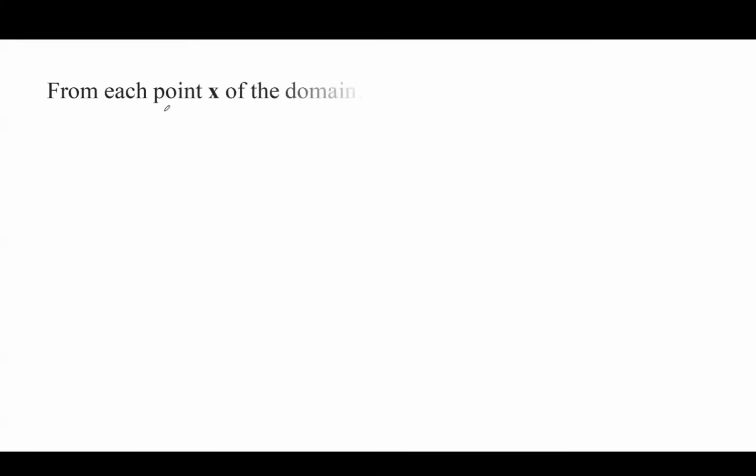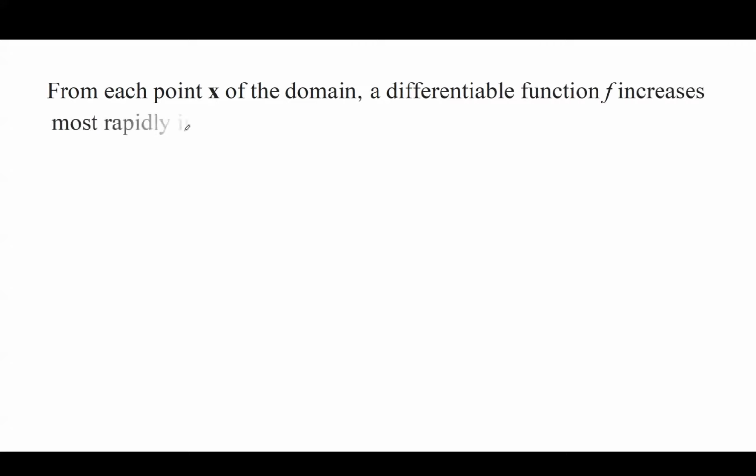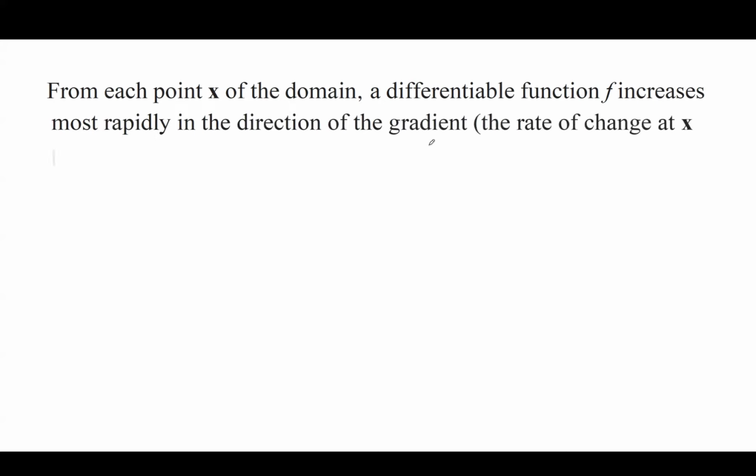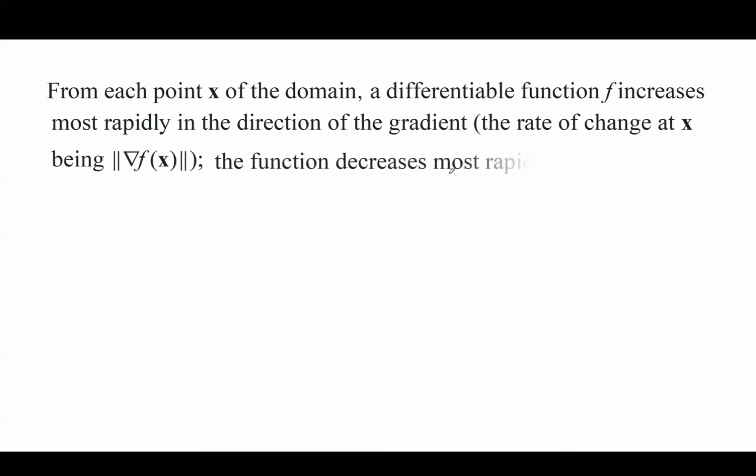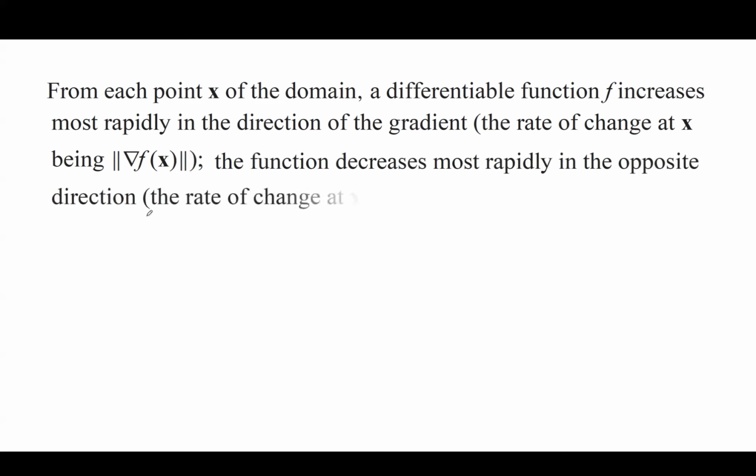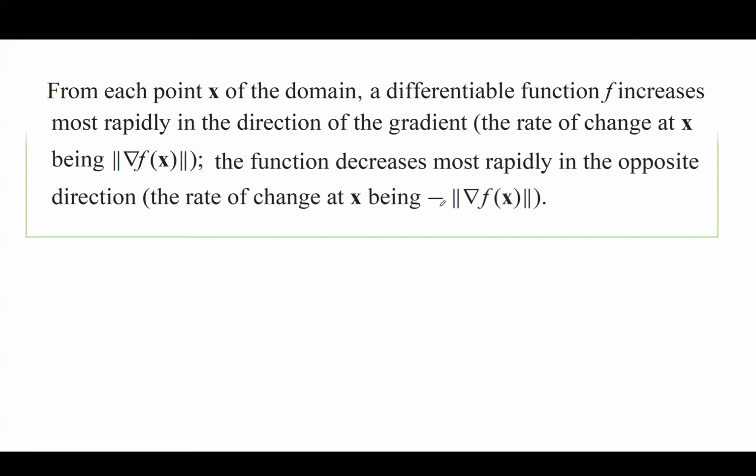Remember that from each point x of the domain, a differentiable function f increases most rapidly in the direction of the gradient, with the rate of change at x being the magnitude or norm of the gradient at that point. And the function decreases most rapidly in the opposite direction. So basically, you find the gradient, take its magnitude or norm, and multiply by a negative sign.